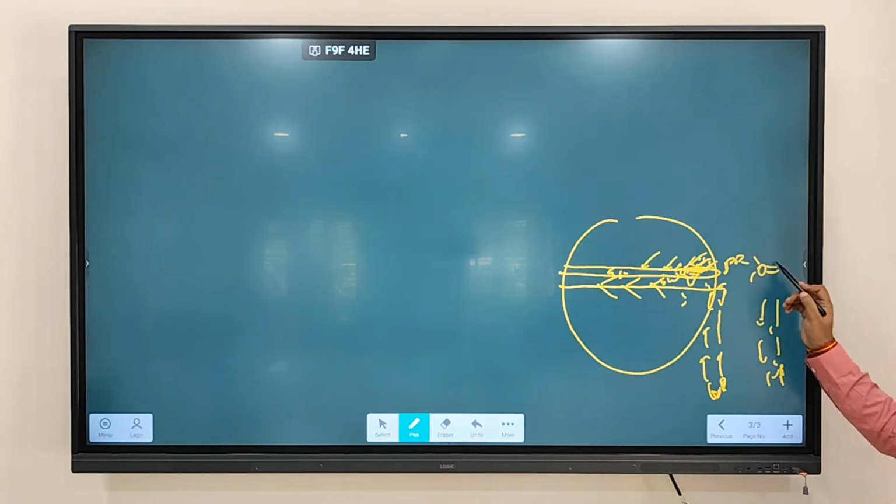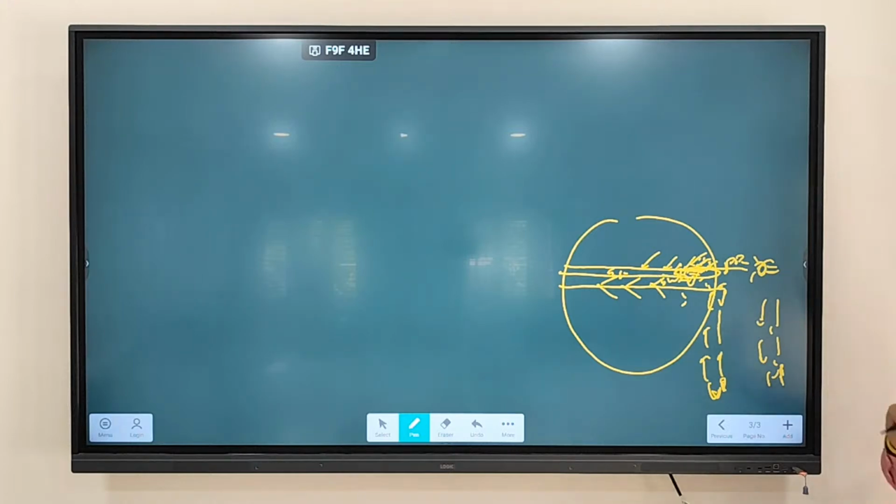Clear? So when the sun is heating this area, what will happen? Air gets heated. Heated means expansion will happen. Expansion means air will rise up. Low pressure is going to be formed. Clear? So last class we discussed whenever heating happens, what is formed? Low pressure. Whenever cooling happens, what is formed? High pressure. So here, because of heating, low pressure is going to form.